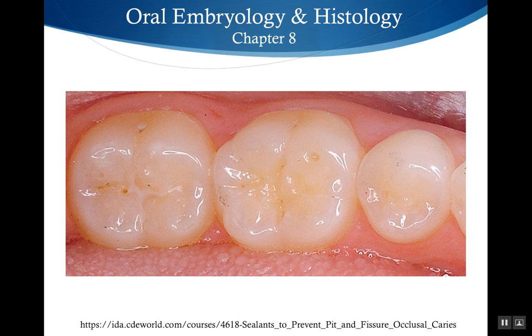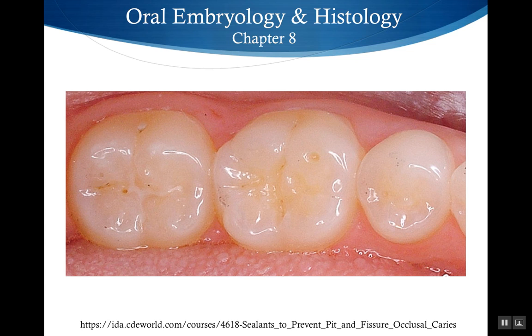Now, a pit results when two developmental grooves cross each other, and they form a deep area. Oftentimes, that deep area, such as right there, or even like here on the side of the tooth, is so deep that the single bristle of a toothbrush cannot even get into that little pit to clean it. The enamel is usually very thin in this area and it's hard to clean. So as you can imagine, this is a very easy place for decay or a cavity to start.